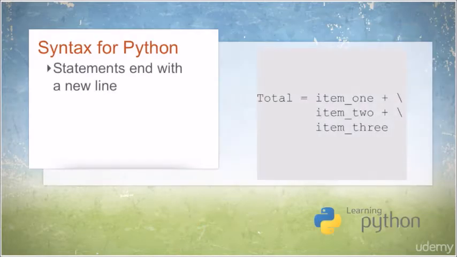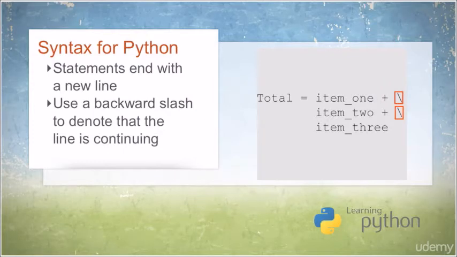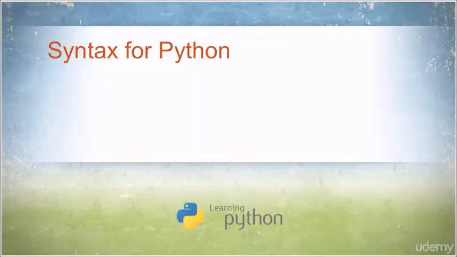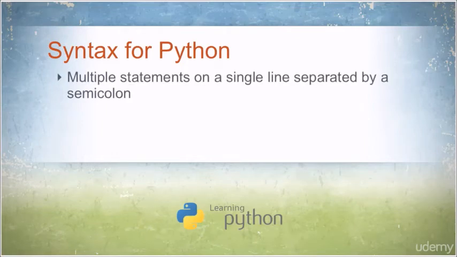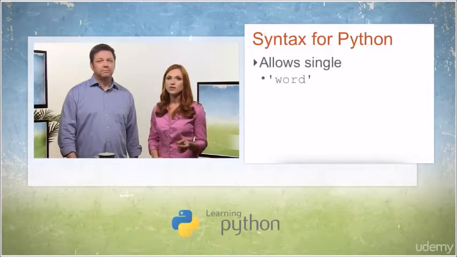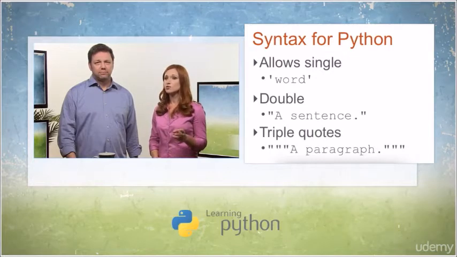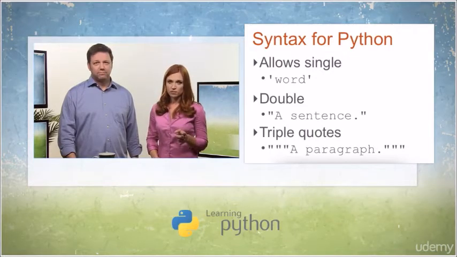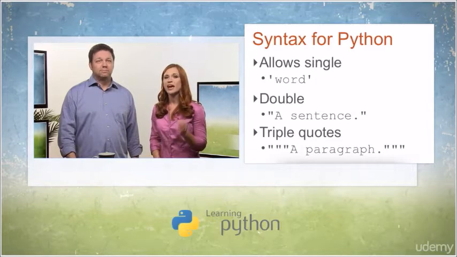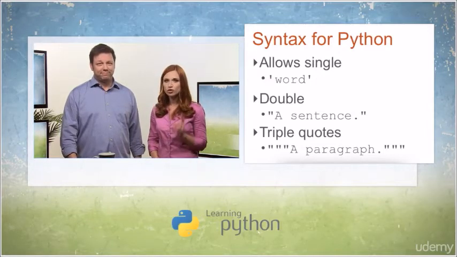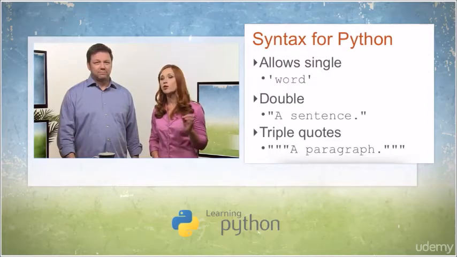Statements in Python generally end with a new line. Now, Python, however, uses the line continuation character \ to denote that the line is continuing. Right. Statements within square brackets, curly braces, or parentheses need not use the line continuation character to start a new line. Right. Python allows multiple statements to be on a single line separated by a semicolon. Python allows single, double, and triple quotes to denote string literals. Remember to use the same type of quote to start and end the string. Triple quotes are used to extend the string across multiple lines.